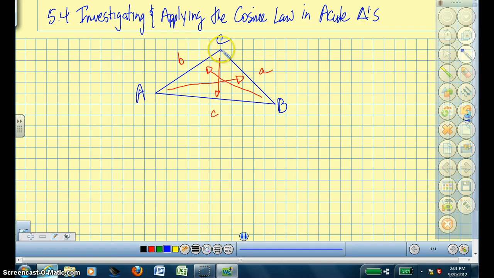of this side. Here's angle B. Opposite to angle B is little b, which is the length of this side, AC. And here's angle C, and opposite to angle C is the side little c, which is A to B.